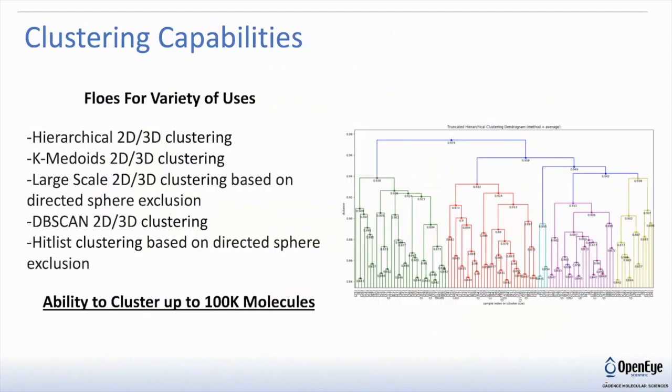Another common and fundamental task that can be aided by the parallel computation available on Orion is clustering, either to group similar molecules within a dataset or to select a diverse subset of a dataset for further analysis. For this task, we have a large array of flows that can aid in grouping compounds together on the basis of both 2D and 3D features. This newly updated package of flows contains methods for hierarchical clustering, clustering using K-medoids or DBSCAN, and also offers large-scale implementation of directed sphere exclusion methods in order to cluster up to 100,000 compounds.